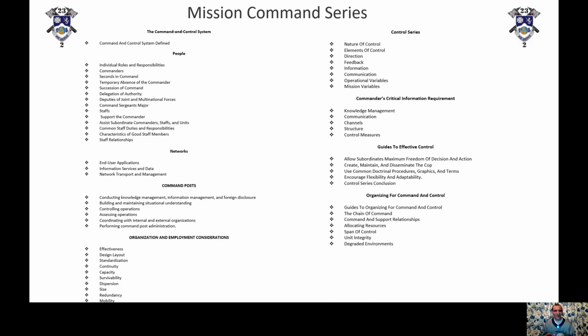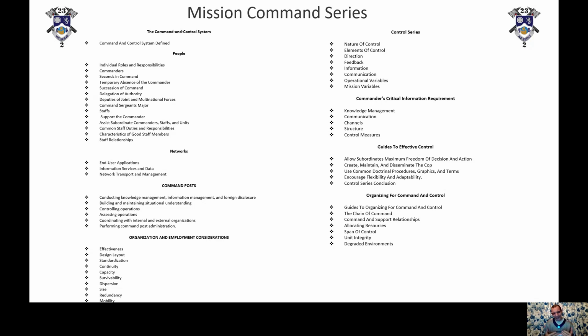There's a lot of things that go into people to make up for mission command to work. And finally, we're going to finish with the staff relationships. And then we're going to talk about the networks, right? Talk about end user applications, information, service, and data, network transport and management.